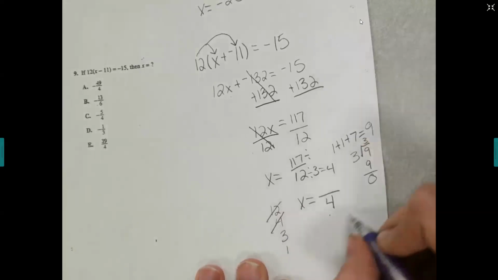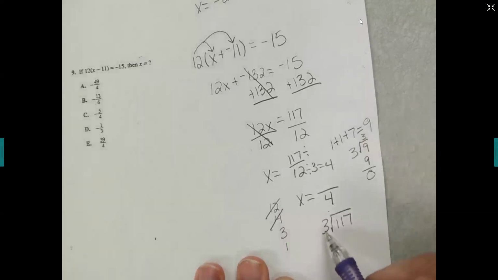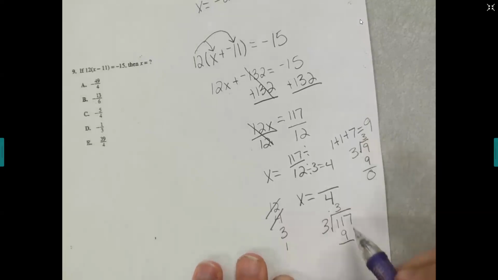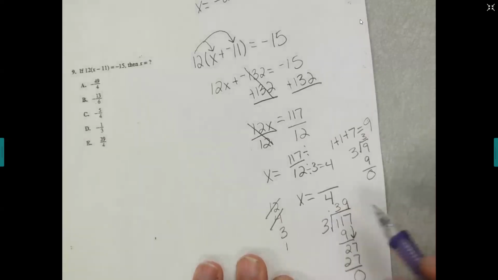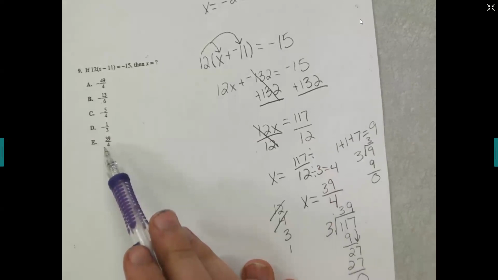And then if I do 117 divided by 3, 3 doesn't go into 1. 3 goes into 11 3 times, which is 9. And then 11 minus 9 is 2. Bring down my 7. 3 goes into 27 9 times. So my numerator here is 39. So final answer is letter E over here, 39 over 4.